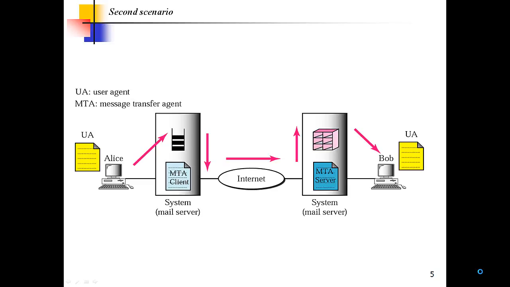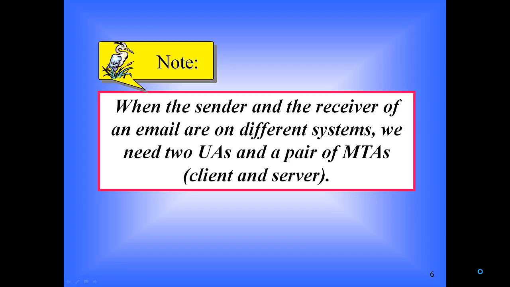Both of these MTA devices, while in this diagram one MTA device is acting as a client and the other MTA device is acting as a server, could just as easily switch roles, depending on which direction the email is going. So here's another note to clarify things. When the sender and the receiver of an email are on different systems, we need 2 UAs and a pair of MTAs functioning as client and server.